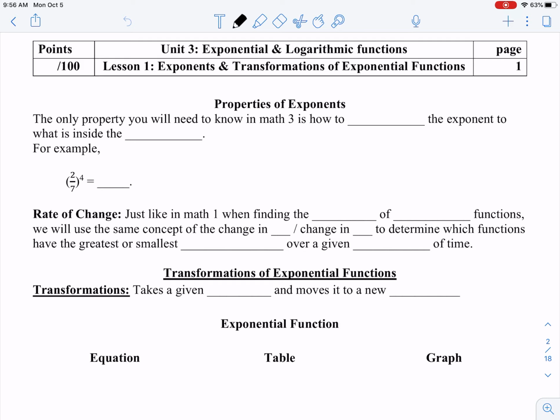For Math 3, what I'm going to need you to be able to do is distribute the exponent to what's inside the parentheses. So what this means is that this 4 will be distributed to both what's on top and what's on the bottom. If you can do that, that's all the exponential properties that we'll need for Math 3. So a lot less than Math 2.